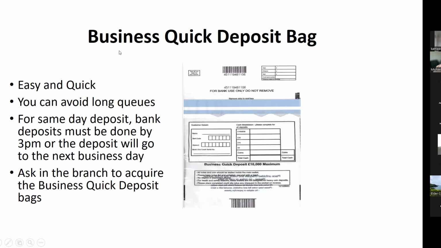And that's the quick business deposit bag and what it looks like. You can actually get these in the branch. They'll give you a whole envelope full of them. And you can avoid queuing up if you haven't got time. When I'm doing conference banking, I use this method, and it takes me 5 minutes of doing this and coming out. So if you're on your lunch break, you can do this quickly. Just ask your branch.